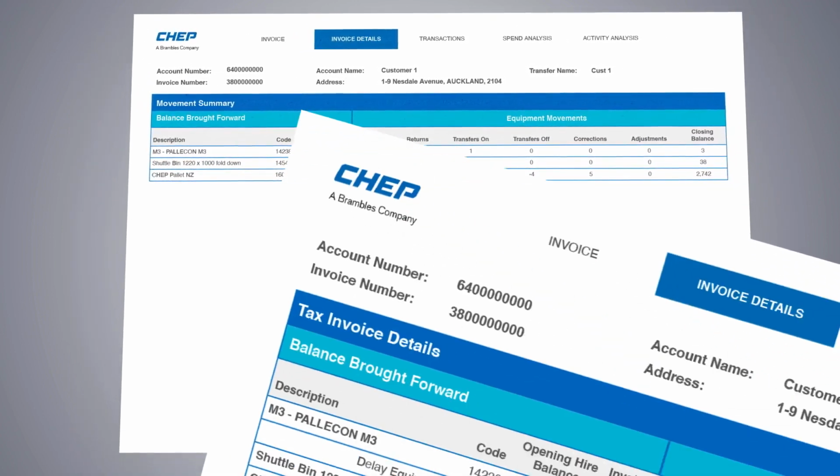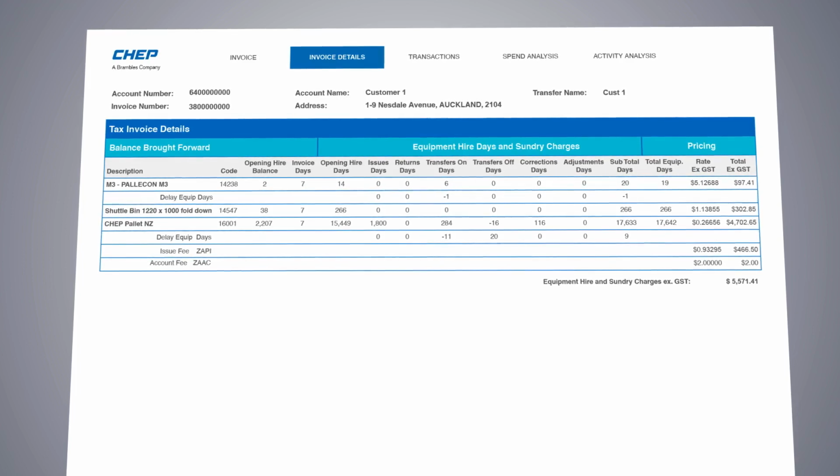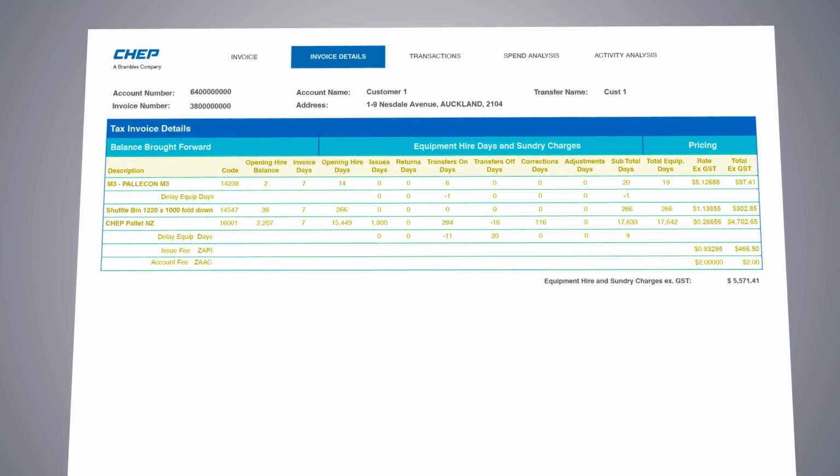The Tax Invoice Details provides a summary of the equipment hire days and sundry charges, excluding GST, contained within the Transactions section of the invoice. Let's demonstrate how hire charges are calculated using the data displayed within the table.